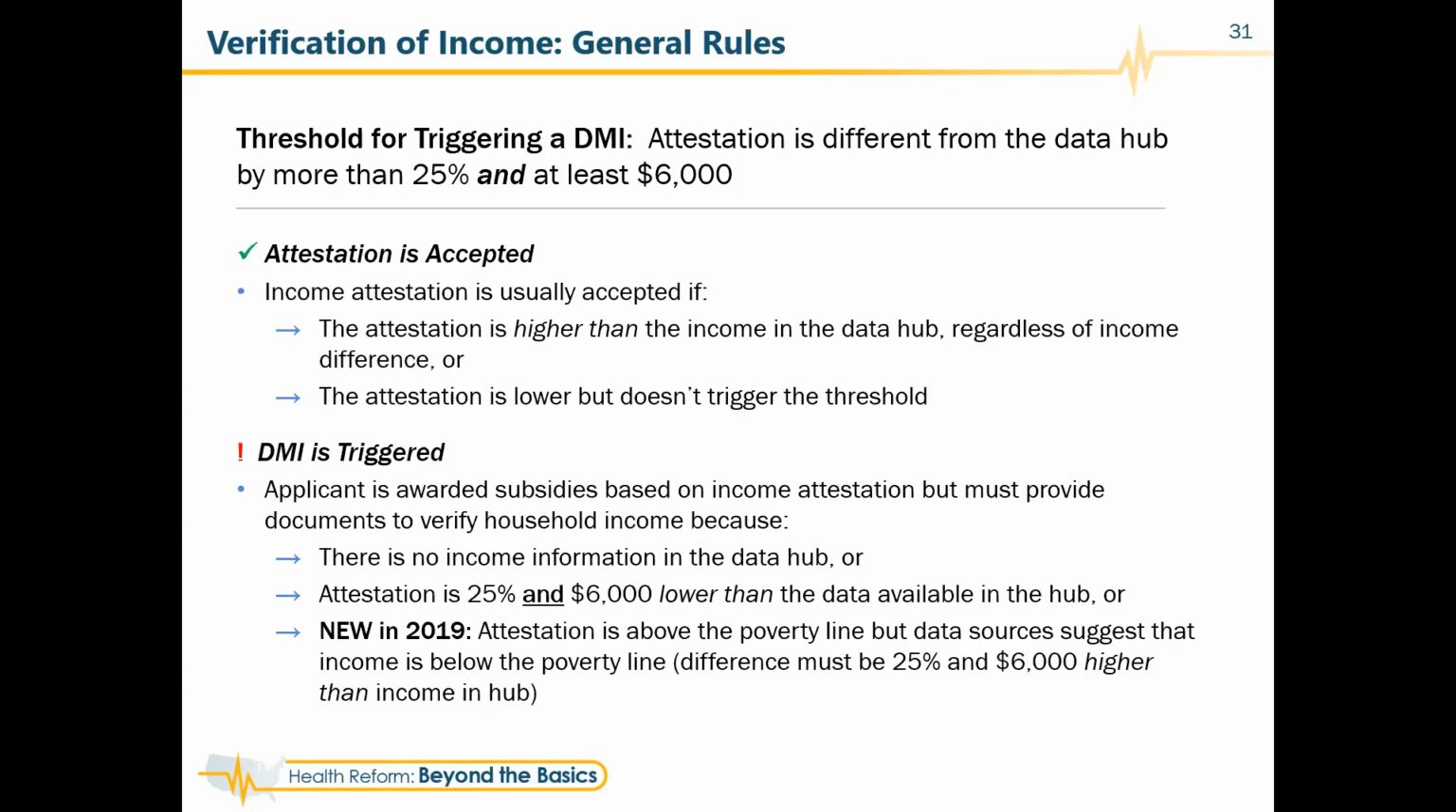A DMI is triggered if there is no information in the data hub, or the attestation is 25% and $6,000 lower than the data available in the hub. Or, I said that there was one exception: the attestation is above the poverty line, but data sources suggest income is below the poverty line. And the same threshold applies there. If any of these are the case, then the applicants will still be awarded subsidies based on the income attestation on the application, but they have to provide documents to verify their household income.